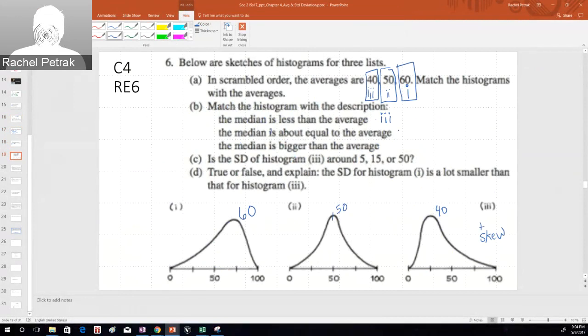The median is about equal to the average. This scenario happens when we have a symmetrical distribution like we do here.